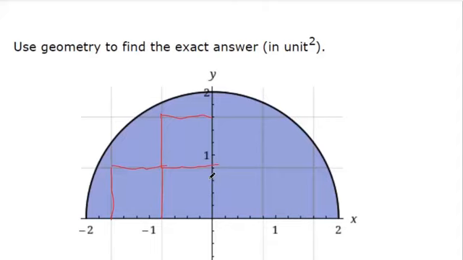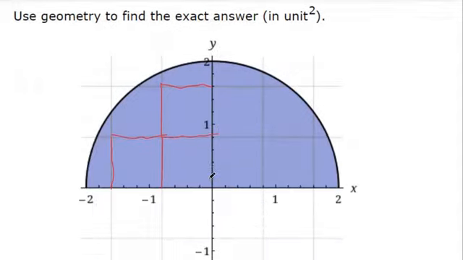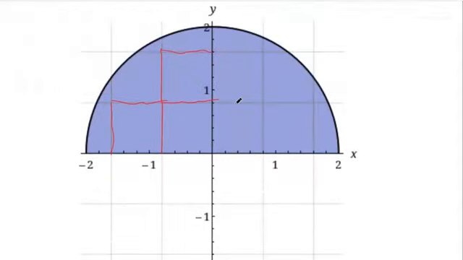And then the last part here, I think it asks for the exact answer. I think I cut that off. Look, it's a semicircle, right? So find the area of the circle and then divide that by 2. That's the area of the semicircle.